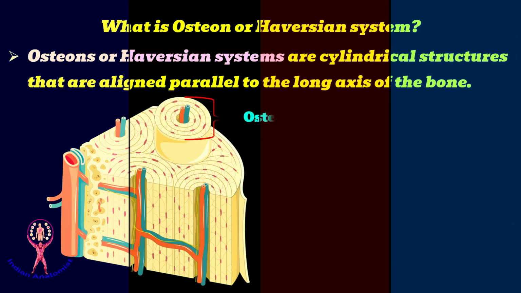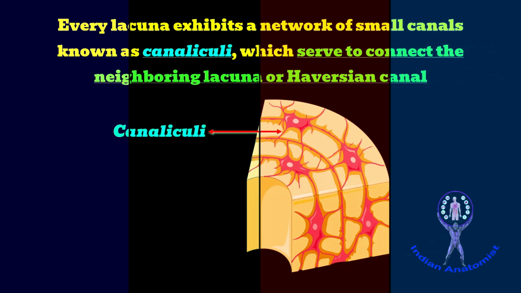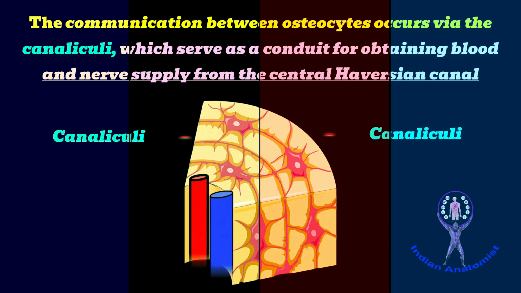Osteons or Haversian systems are cylindrical structures that are aligned parallel to the long axis of the bone. Bone lamellae are comprised of osteocytes that are located within the lacunae, which are almond-shaped gaps. Every lacuna exhibits a network of small canals known as canaliculi. These canaliculi serve to connect the neighboring lacunae or the Haversian canal. The communications between the osteocytes occur via the canaliculi, which serve as a conduit for obtaining blood and nerve supply from the central Haversian canal.